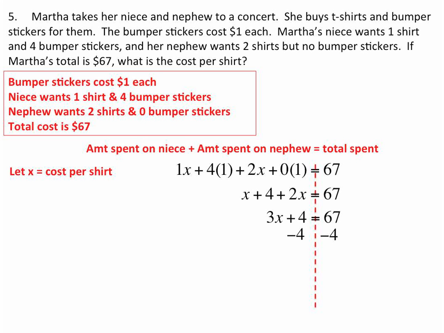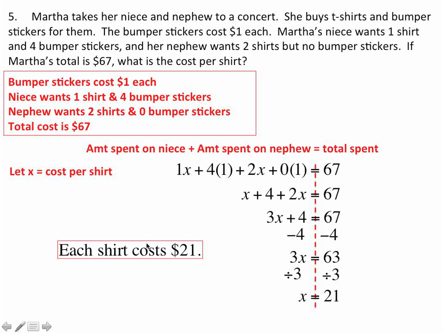Continue. Minus 4 minus 4. 3X equals 63. Divide by 3. And X is 21. 21 is X, which is the cost per shirt. So it costs $21 per shirt. Okay? Great. Another word problem coming at you.